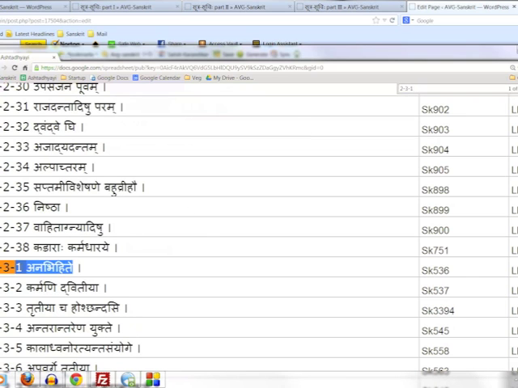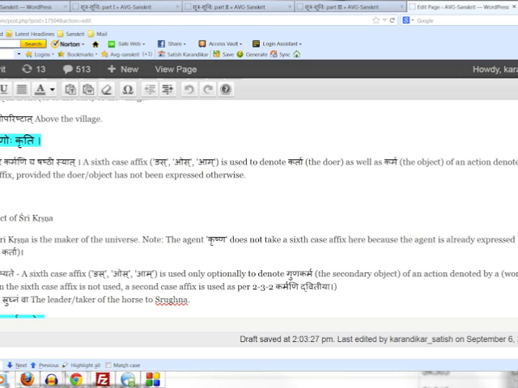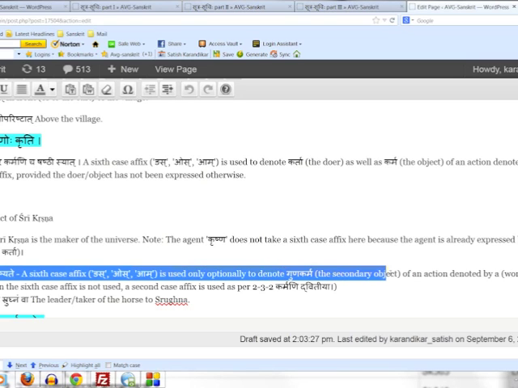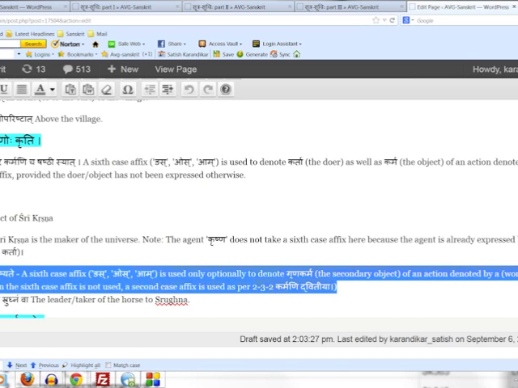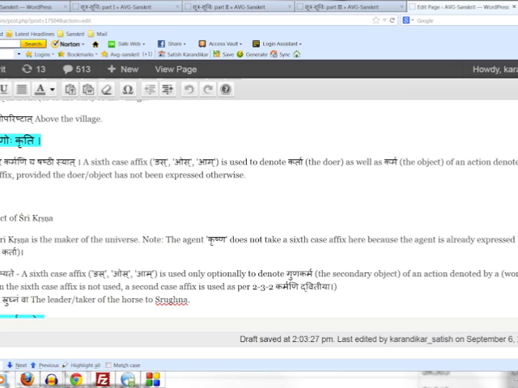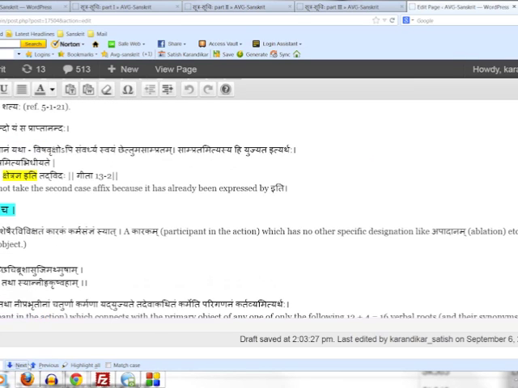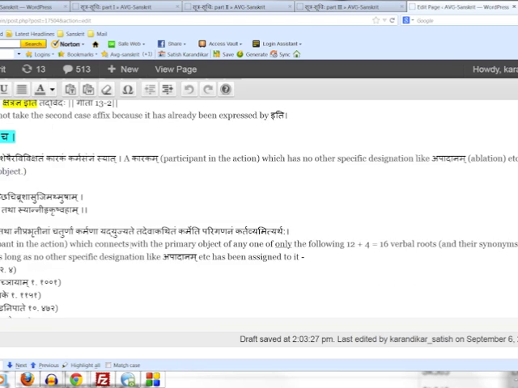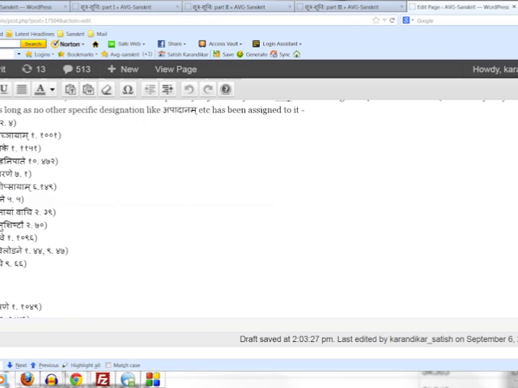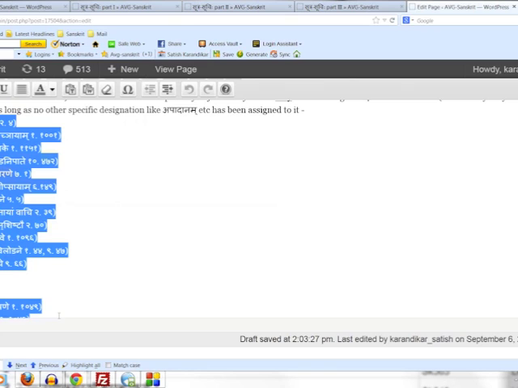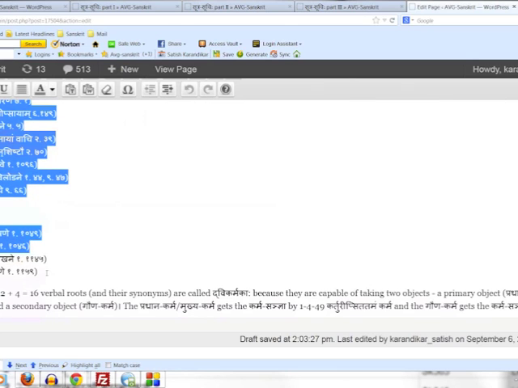One note here says that gunakarmani veshyate va, meaning a sixth case affix is used only optionally to denote gunakarma, the secondary object of an action denoted by a word ending in a krit affix. And of course, when the sixth case affix is not used, a second case affix is used as per 232 Karmani Dvitiya. Recall that when we studied the Sutram 1451 Akathitancha, we enumerated a list of verbal roots and the synonyms which can take two objects, the pradhana karma and the guna karma. That is the guna karma which is being referred to here.